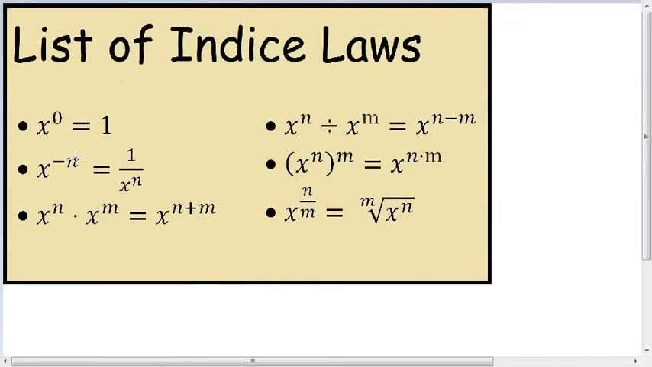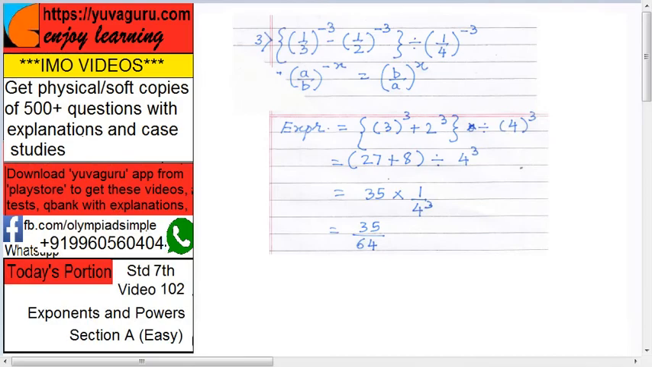X raised to minus n equals 1 upon x raised to n. It means if x is in the numerator, it goes to the denominator, and vice versa also. If it is 1 upon x raised to minus n, it will go to x raised to n. Right? Getting it? So our expression becomes 1 upon 3 raised to minus 3.